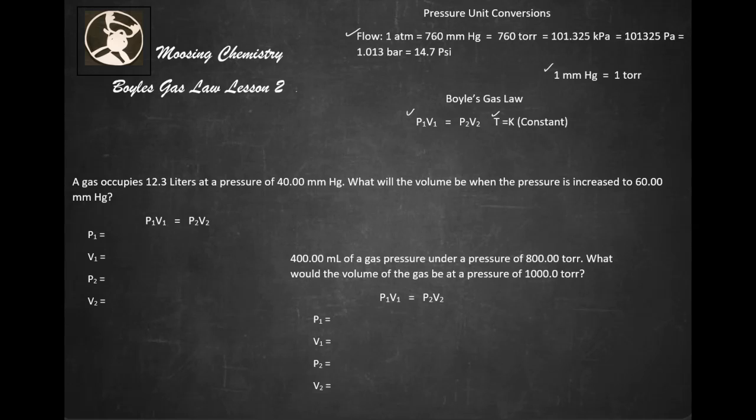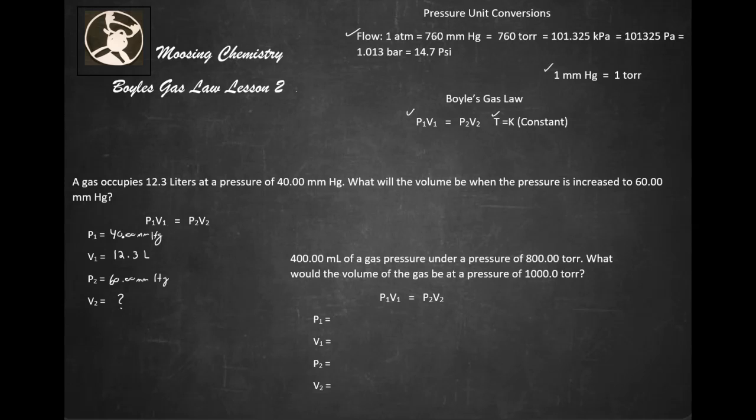So let's look at our first problem. A gas occupies 12.3 liters at 40 millimeters of mercury. So let's go ahead and write that down for our P1 value. Okay, and our pressure, of course, is 40.00 millimeters of mercury. This helps keep things straight, guys. And the pressure is going to increase to 60 millimeters of mercury, and what we want to know is our new volume.